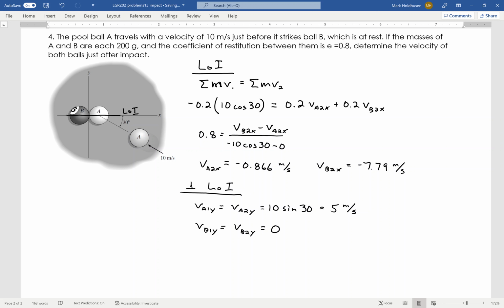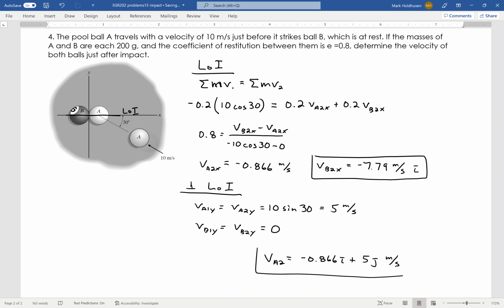Therefore, the velocity of B2 is all in the negative i direction, negative 7.79 meters per second, whereas VA after impact is going to be negative 0.866 i plus 5j meters per second. That is what the velocity of A looks like after impact.